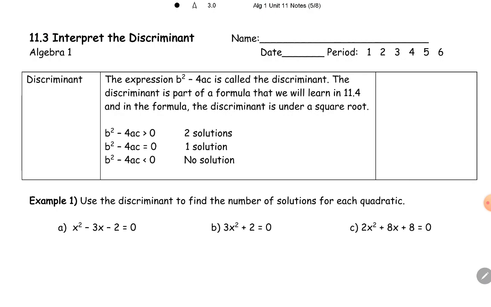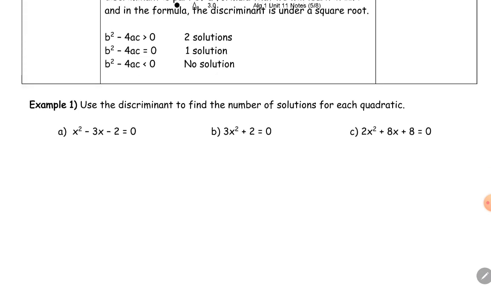What it does is tell you how many solutions a quadratic equation has. If b squared minus 4ac is bigger than 0, then it has two solutions. If it's equal to 0, it's one solution, and if it's less than 0, there is no solution.